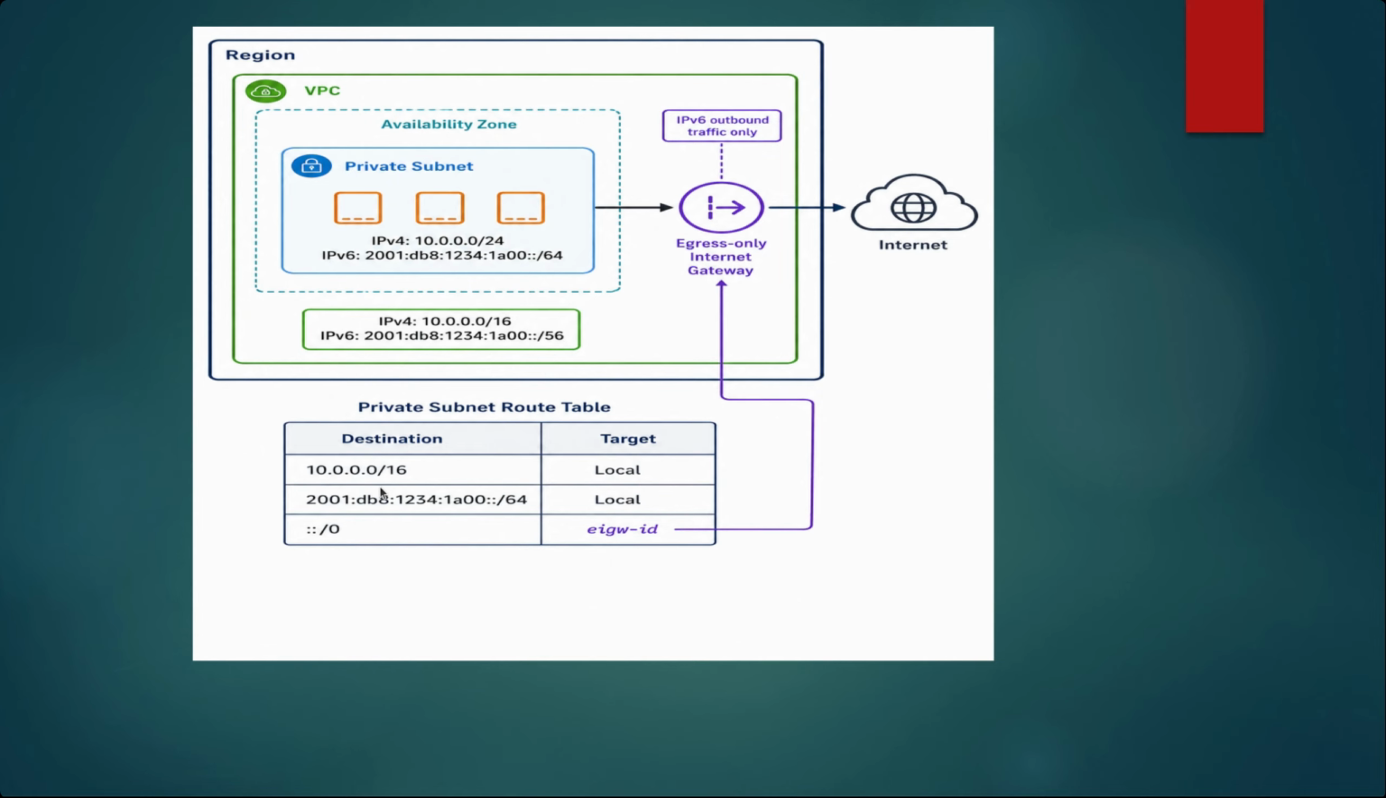The following example shows a route table linked to this subnet. It contains a route that directs all internet-destined IPv6 traffic, this traffic, through the egress-only internet gateway.